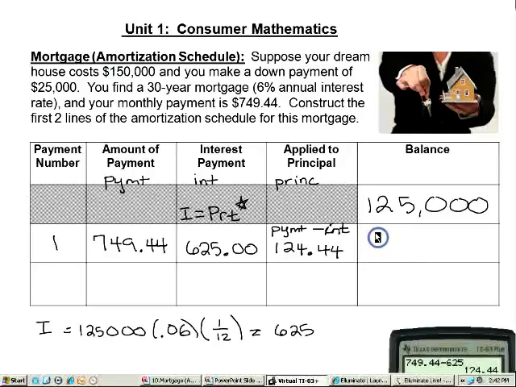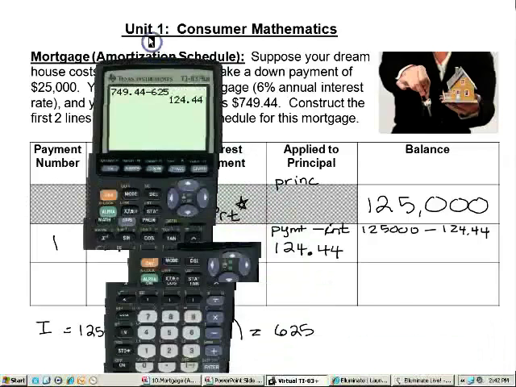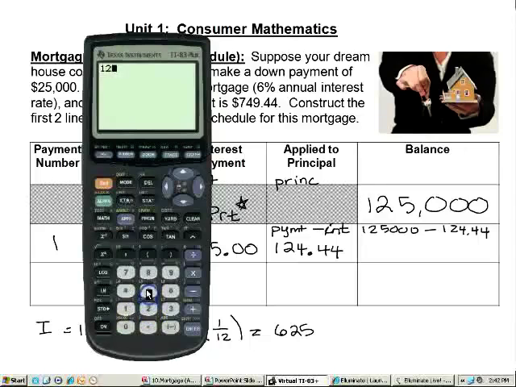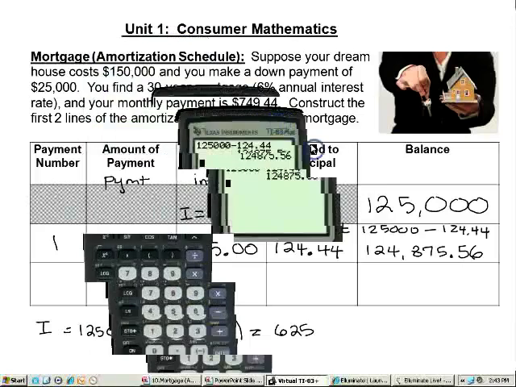So to find our balance after our first payment clears the bank or the mortgage company, we take our old balance, $125,000, and we subtract off what's been applied to principal, $124.44, and that will tell us our balance after our first payment clears. So let's see what that's going to be. $125,000 minus the $124.44 that's going toward the principal means our balance after our first payment will be $124,875.56. So after our first payment clears the mortgage company, our balance now is $124,875.56. It's time to make our second payment.